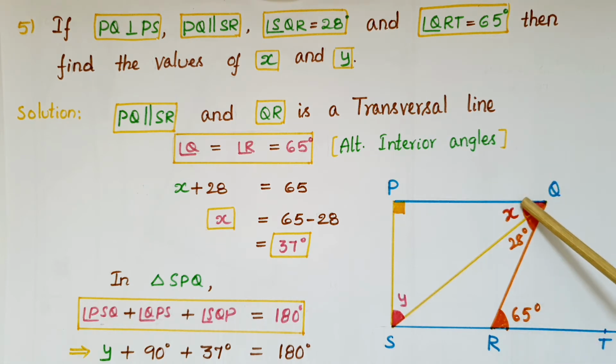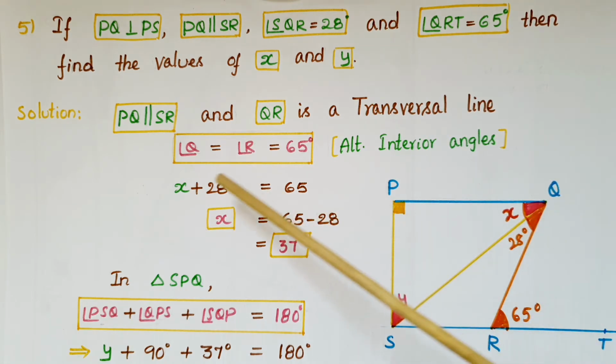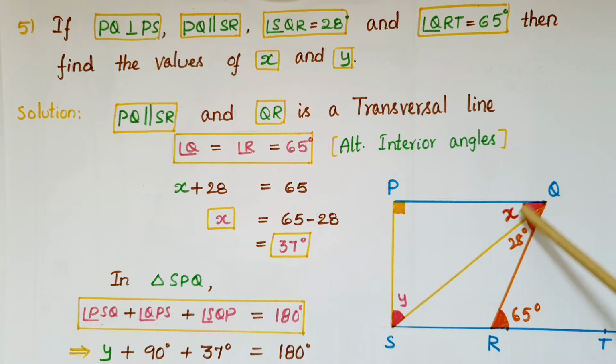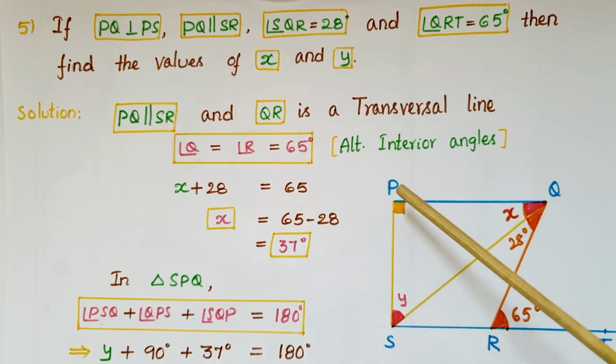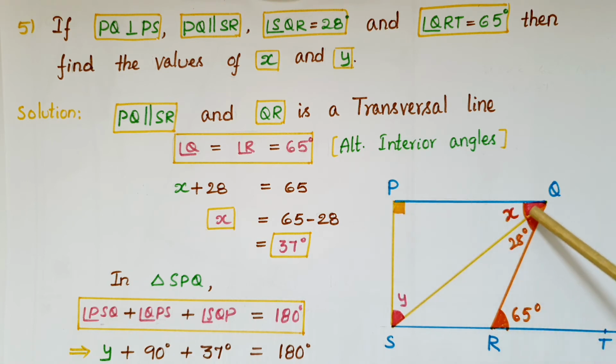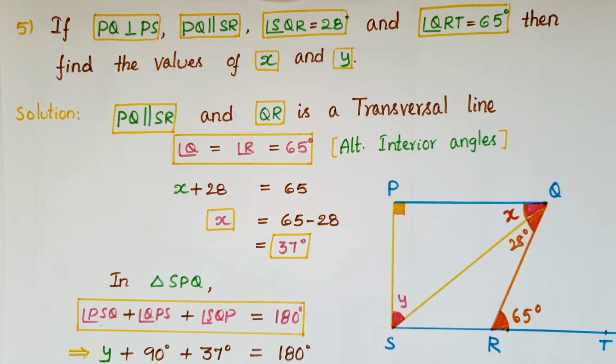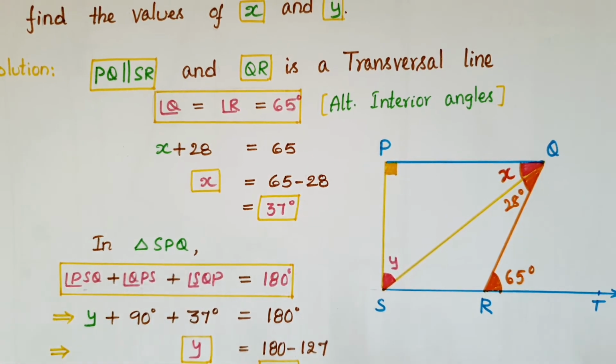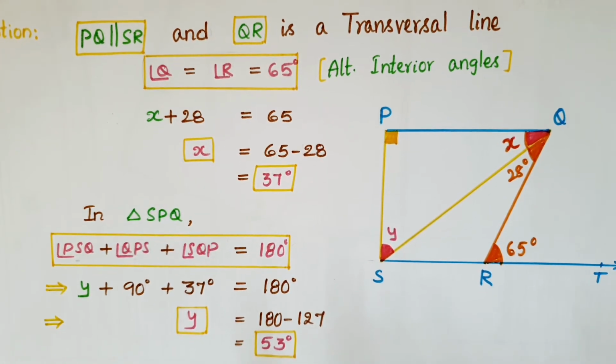Here angle Q is this angle X plus 28 degrees. So X plus 28 is equal to 65 degrees. Then X is equal to 65 minus 28, that is 37 degrees. Once you calculate this value, then in this triangle PQS, angle P is 90 degrees and X is 37 degrees. So X plus 90 plus Y is equal to 180 degrees. Then Y is equal to 180 minus 127, that is 53 degrees.